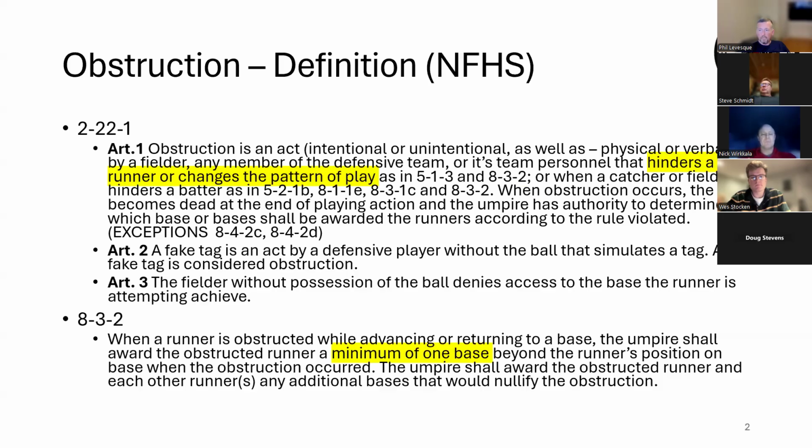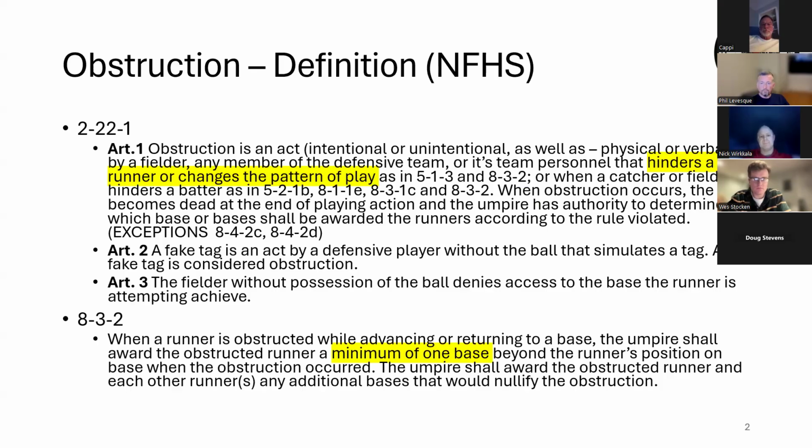Clearly, that's the part here about nullifying the act of obstruction. So at the end of the play, without the fake tag, you're going to have the authority to determine which base or bases are awarded to undo the rule that was violated. So yes, you could award third base. You're probably most likely just going to leave him at second.